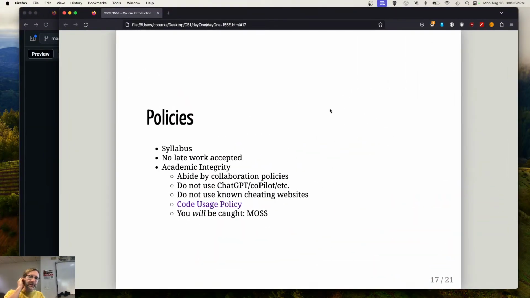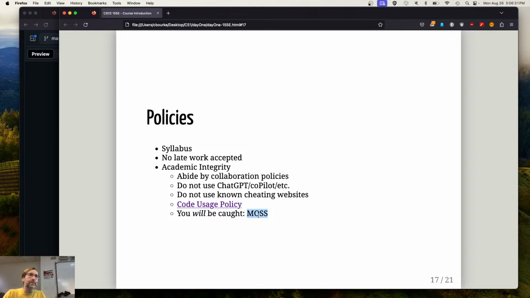Otherwise, no late work is accepted. Academic integrity, do not use ChatGPT, Copilot, whatever. We do use MOSS, which is Measure of Software Similarity. There are plagiarism tools now for essays, but guess what's even more structured than essays? Code. And so guess what's even easier to detect plagiarism with? Code. In fact, MOSS has been around, predates plagiarism detection tools in English by at least 10 years because code is highly structured. You're talking to a dumb machine. You've got to have a high level of structure in code to be able to do that.